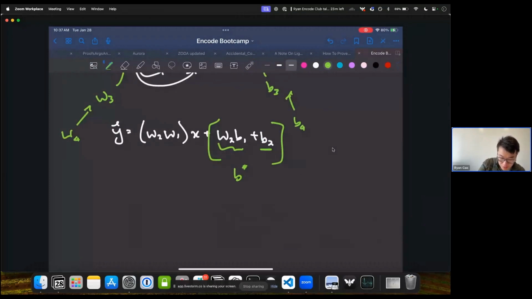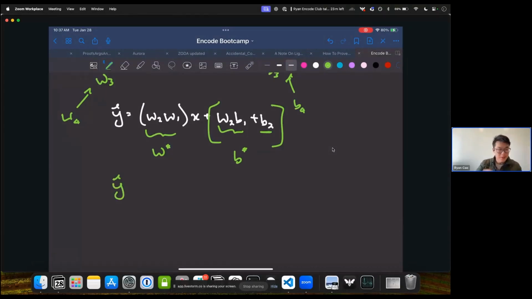Also, W2 times W1 is just a matrix. We can combine these into a single matrix. Let's call this W star. In other words, despite all the work that we did to have these different layers and make things fancy, y hat at the end of the day is just W star x plus B star. It is still a linear classifier, which is not what we want. Okay, so that's not great.